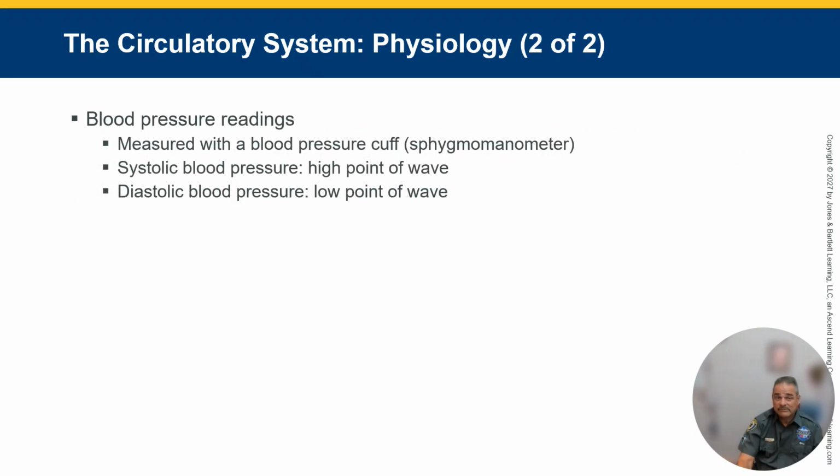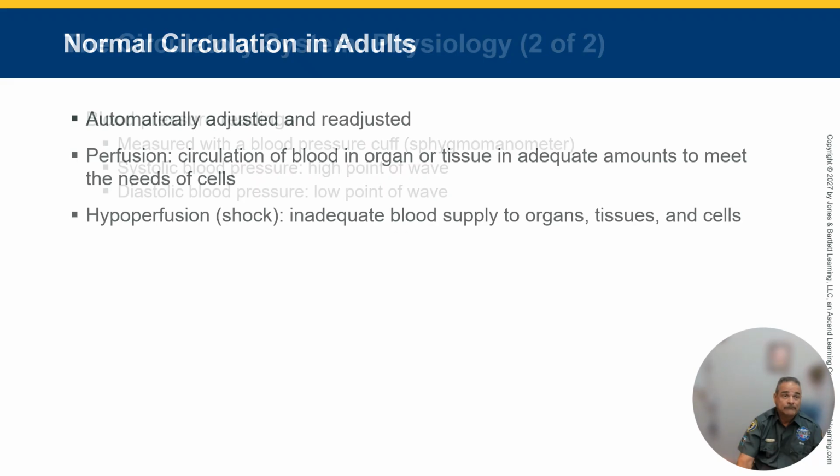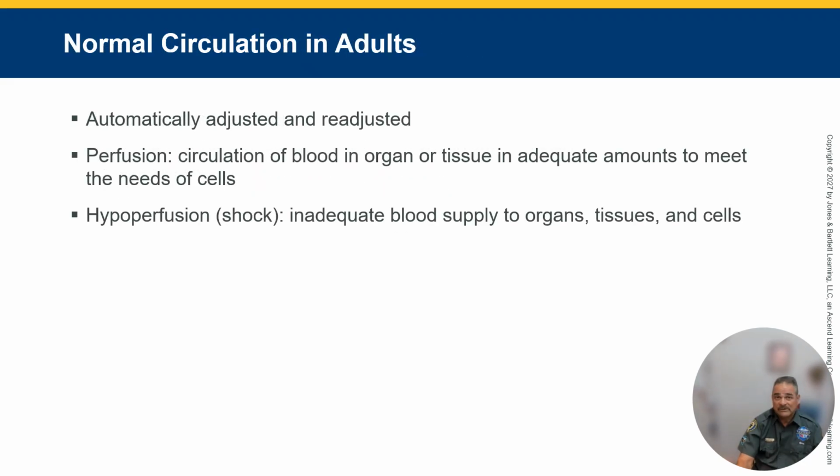Readings. Again, with the blood pressure cuff, which is called a sphygmomanometer. Okay, the systolic blood pressure is the high point of the wave. Diastolic is the lower part of the wave. Normal circulation in adults is automatically adjusted and readjusted on a constant basis. Okay, perfusion is the circulation of blood in an organ or tissue in adequate amounts to meet the current needs. During different times we have different needs, so our body automatically tries to reach what we call homeostasis. That's a good word. You'll see that somewhere. That's balance. Okay, homeostasis is balance.